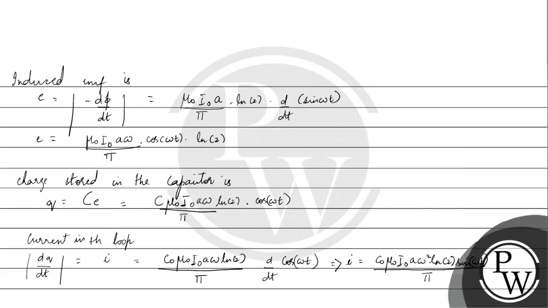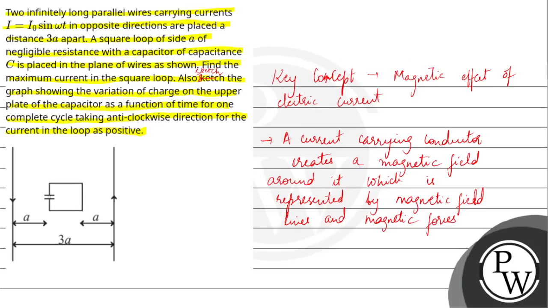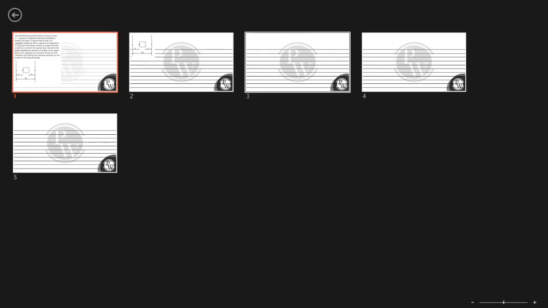तो अभी हम we will see. So question में ये पूछे हैं कि they want us to sketch the graph of how it is varying. We'll just go to the question and read it. So ये question में ये दिए हैं कि also sketch the graph showing the variation of charge on the upper plate of the capacitor as a function of time for one complete cycle. So we can sketch the graph now.